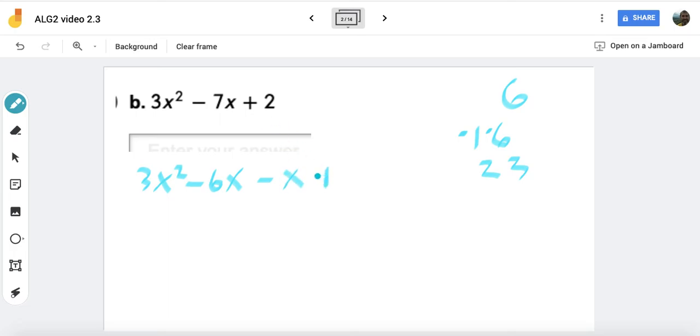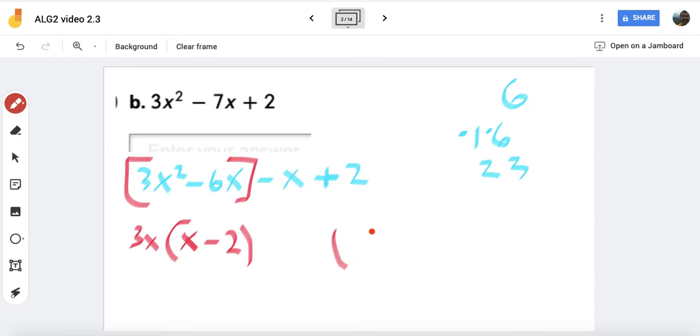So all I've done, I multiplied the 3 times the 2 to get 6. I found factors of 6 that when you add them you get negative 7. I wrote those two numbers down as the coefficients of x. And now I can group them. I'm going to group these two together. And it looks like I can factor out a 3 and an x. If I factor out a 3 and an x, I'm left behind with an x. And if I factor out a 3 and an x here, I get minus 2. And that should be, if I did it correct, what factors out of this second part.